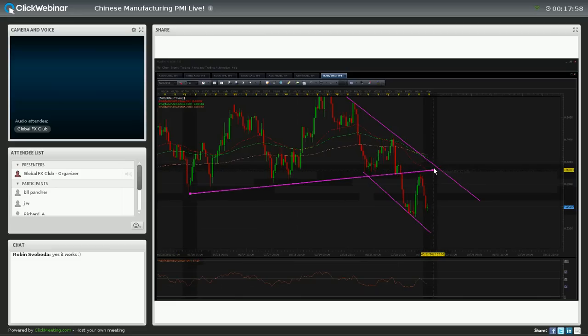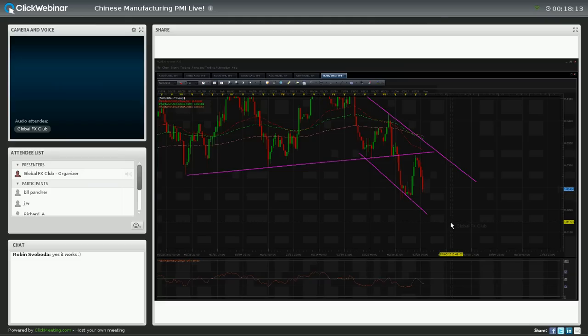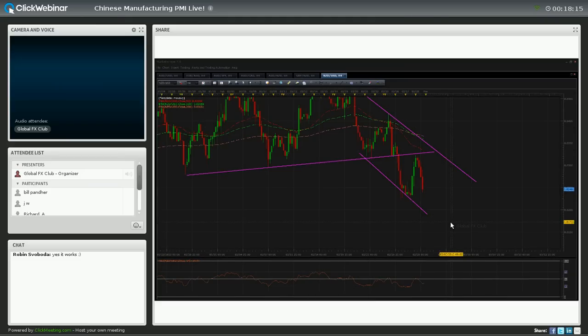As you can see here, we came back really to test this neckline area almost perfectly before heading lower, which to me suggests that we should see a move back to around 81.50 before possibly higher, or at least some consolidation. But we'll have to see what we get. Certainly 82 is support, and any moves back up towards 83.30 or so will be well met with resistance.